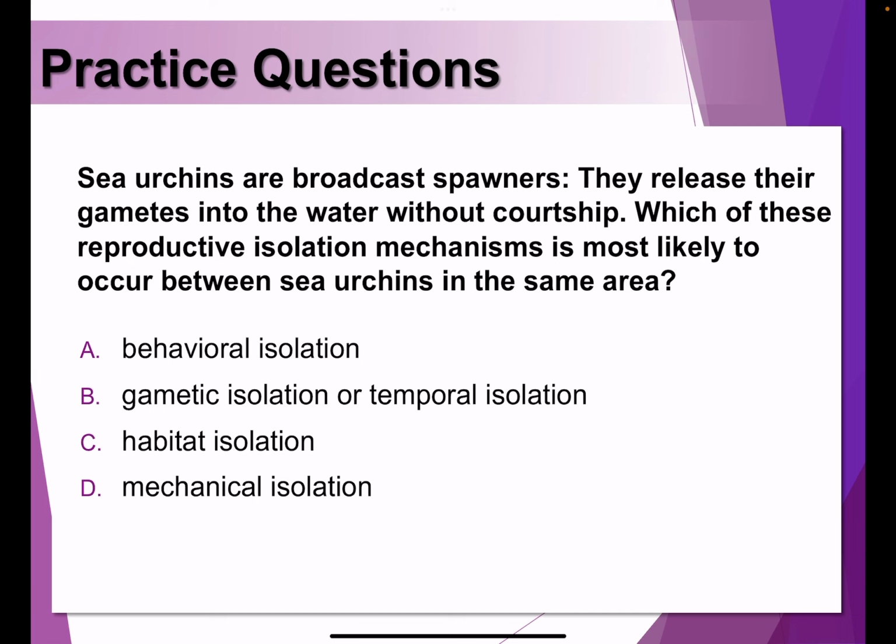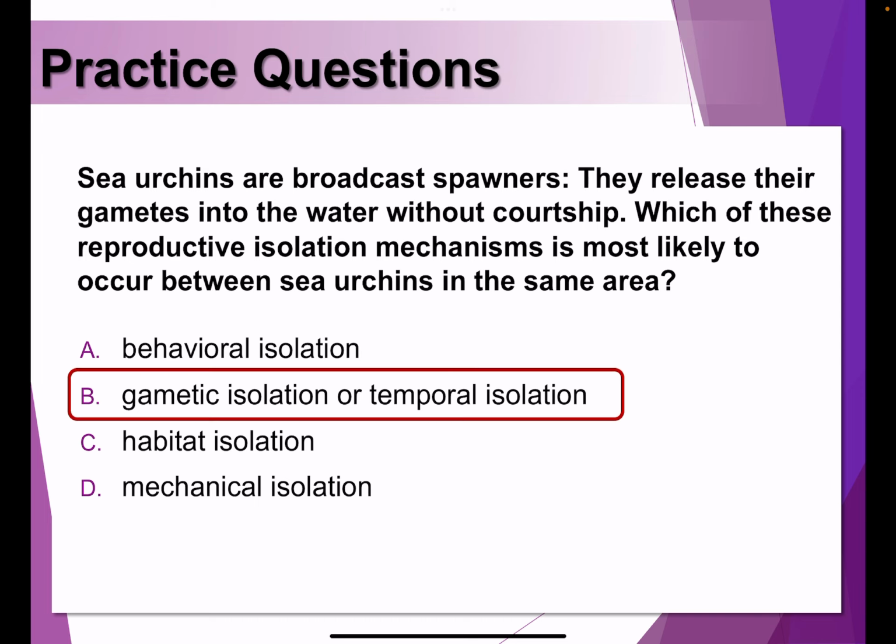Now, sea urchins are broadcast spawners. And we already talked about the red sea urchins and the purple sea urchins. They actually release their gametes into the water without any courtship. So which of these reproductive isolation mechanisms is most likely to occur between sea urchins in the same area? Gametic isolation or temporal isolation?